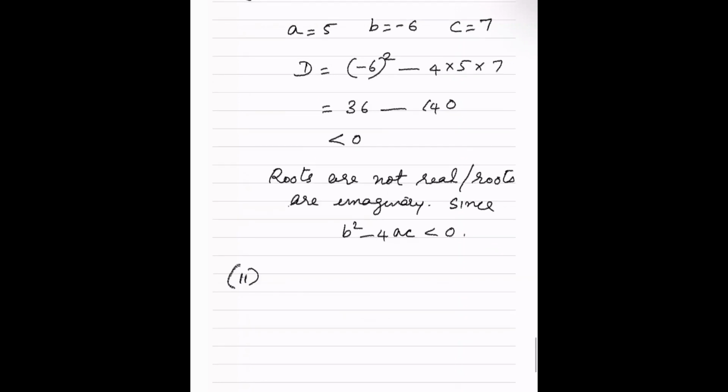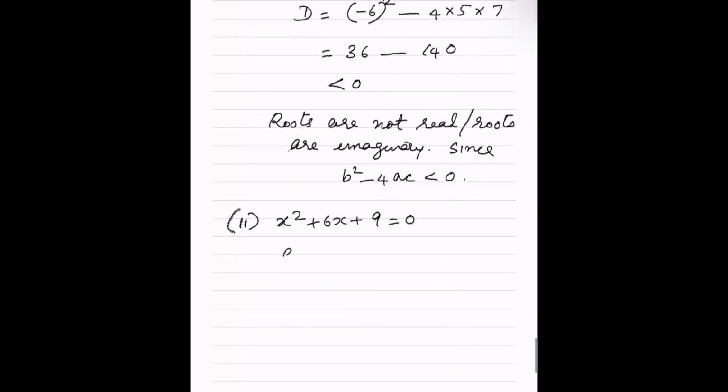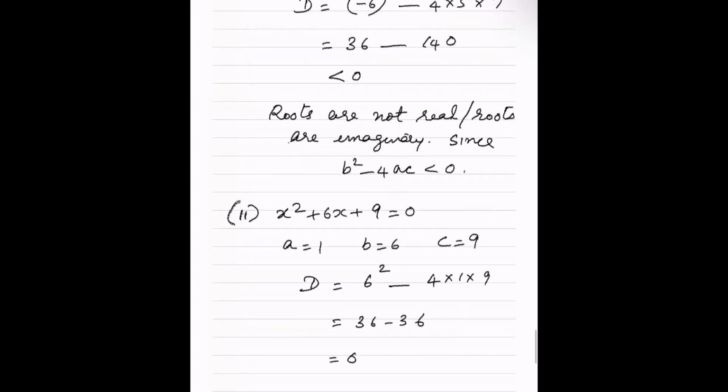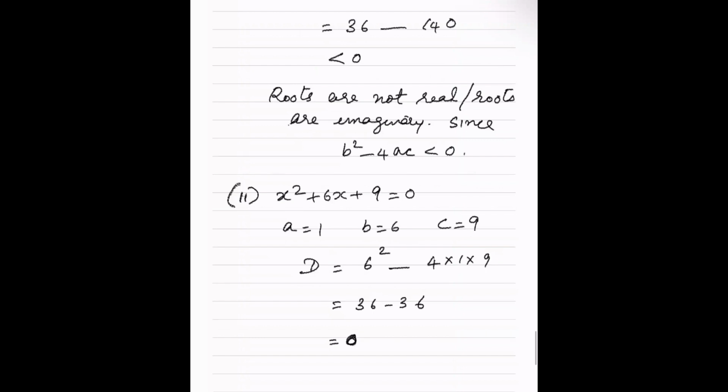Second one is x square plus 6x plus 9 equal to 0. Again, a is 1, b is 6, c is 9. So discriminant is going to be 6 square minus 4 into 1 into 9, which would be 36 minus 36, which is 0. So when it is 0, roots are going to be real and equal.